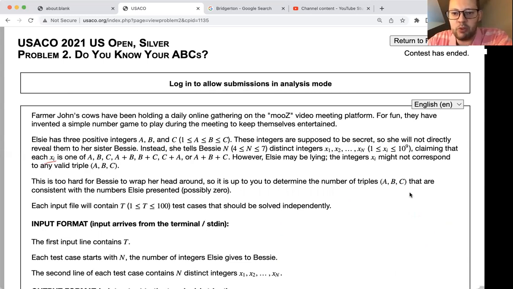Given 4 to 7 distinct integers between 1 and 10 to the 9th, claiming that each xi, which means each of those numbers, is one of either A or B or C or A plus B or B plus C or C plus A or A plus B plus C. This is basically every possible combination of the 3 numbers.